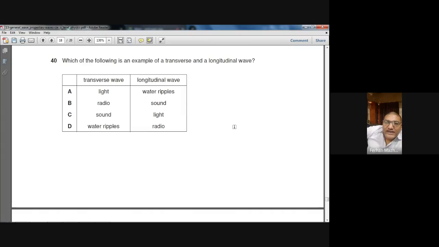Which of the following is an example of a transverse and a longitudinal wave? Light is a very good example of a transverse wave, and sound is a very good example of a longitudinal wave. Radio is also a transverse wave. So B is the right choice: radio waves are transverse, and sound waves are longitudinal.